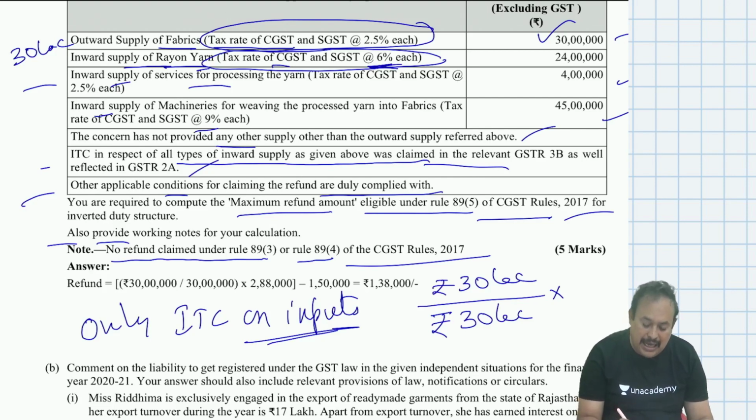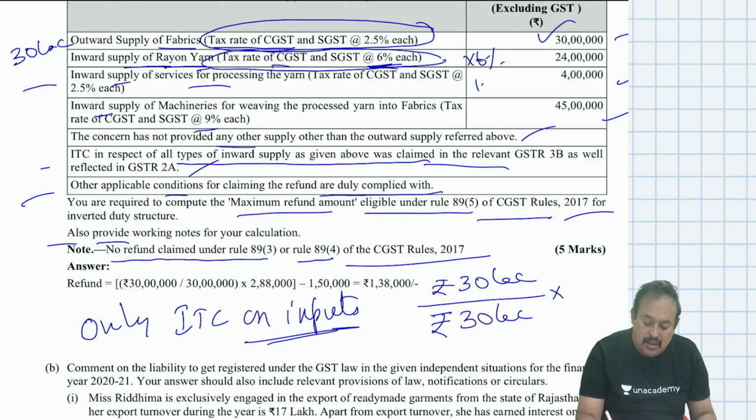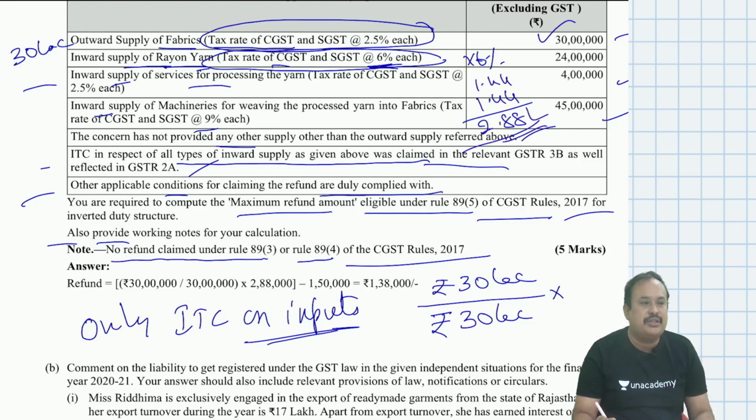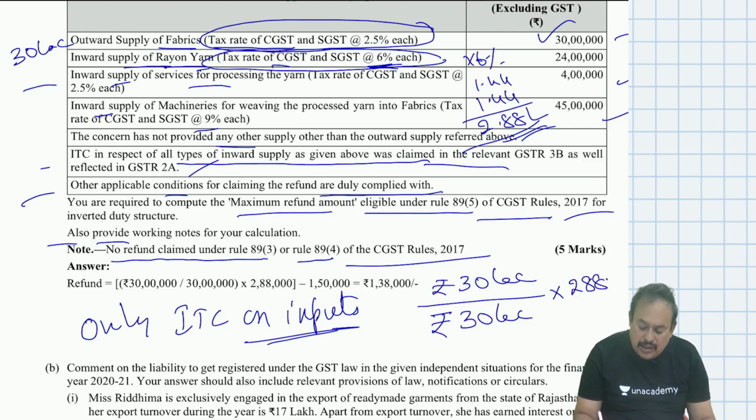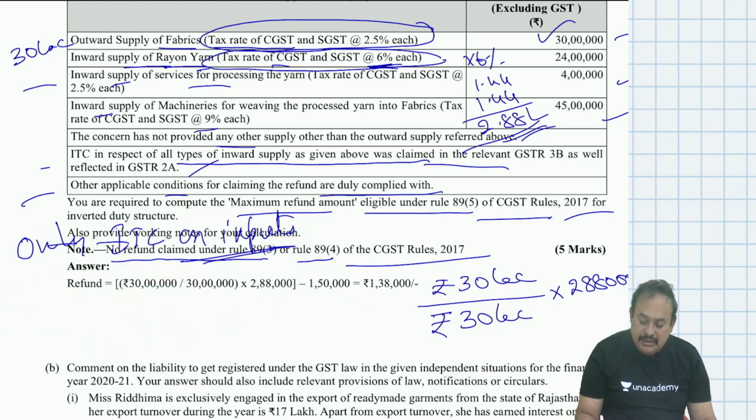On 24 lakh, 6% each means 24 lakh multiplied by 6%, 1,44,000 plus 1,44,000, total 2,88,000. Am I right? 2,88,000 total tax credit on inputs. This I will present here.